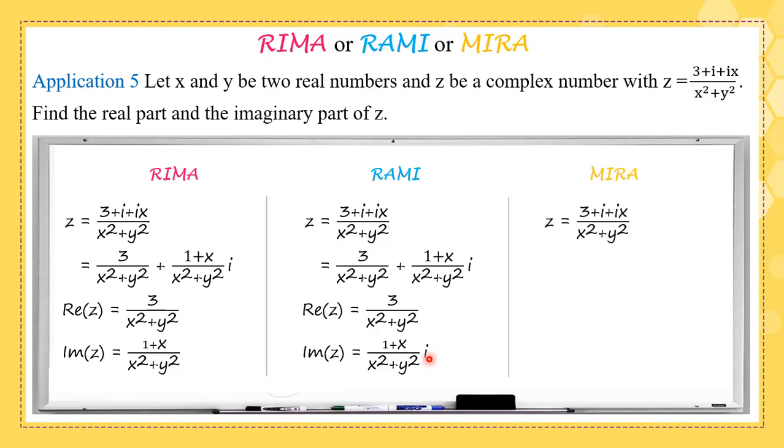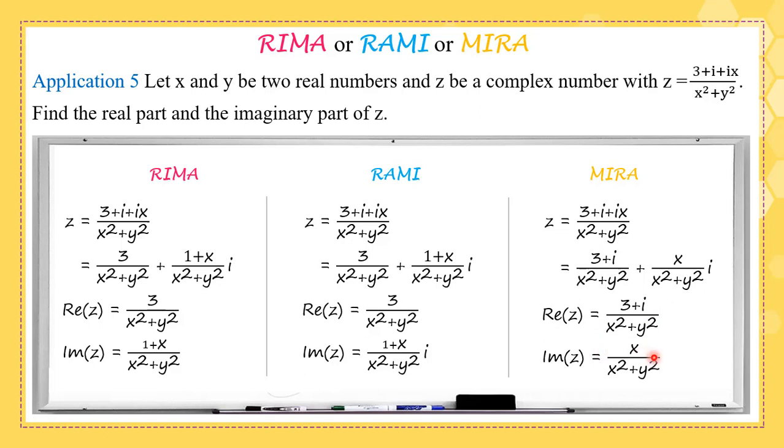Finally, Mira, she also wrote the expression. She wrote 3 plus i over this quantity plus x over this quantity multiplied by i, and she wrote the real part as follows, and the imaginary part as x over x squared plus y squared. Well, it's very clear that Mira's method is not correct because a real part cannot have an i. And we can also state that Rami's method is not correct because remember, the real part and the imaginary part cannot have any i, and this i would be the problem. And I think that Rima's method is correct.